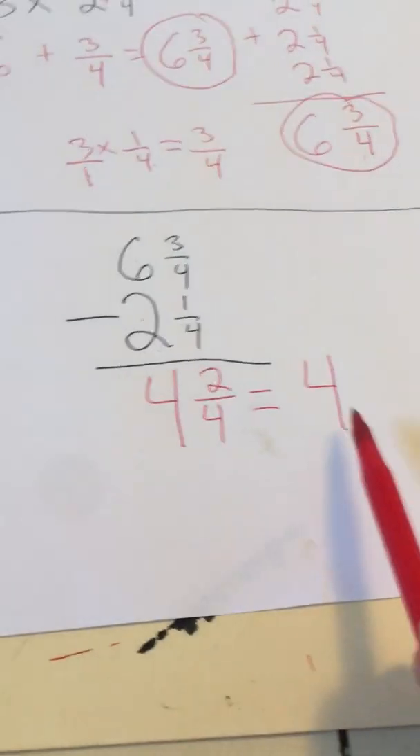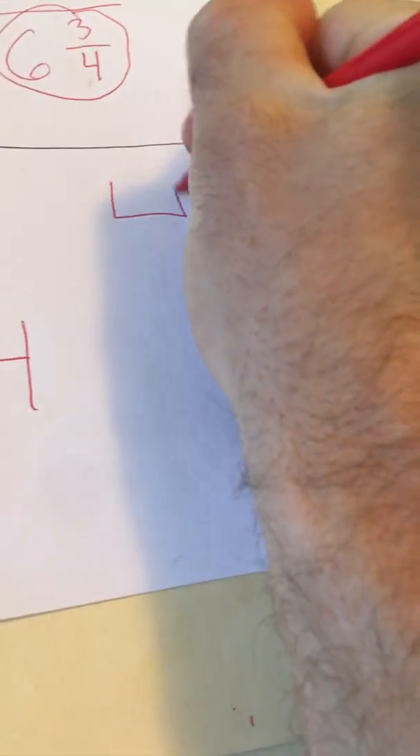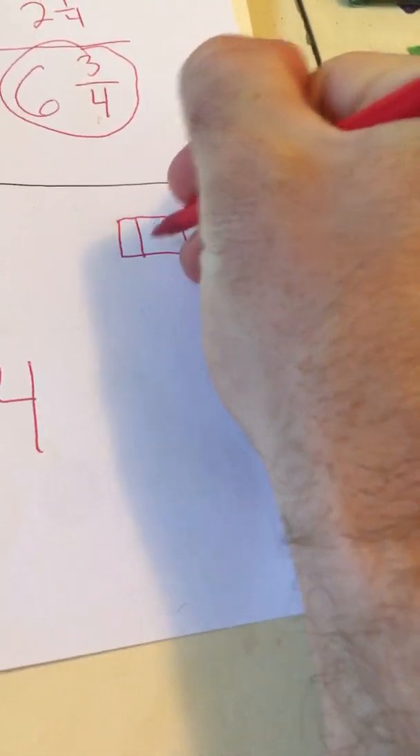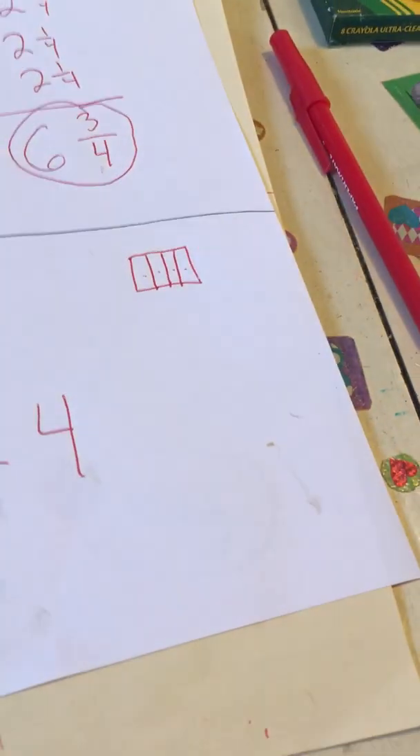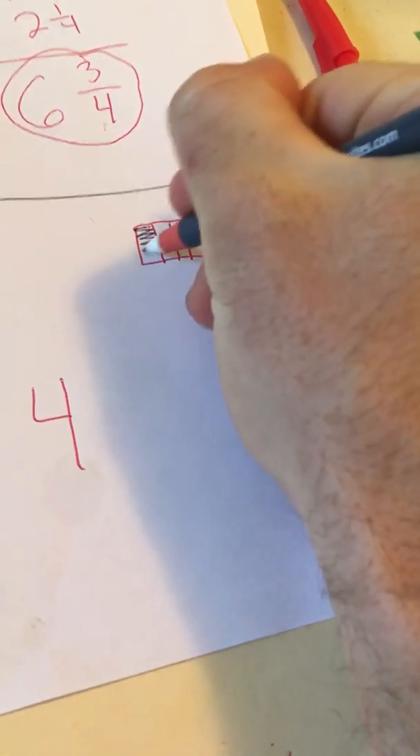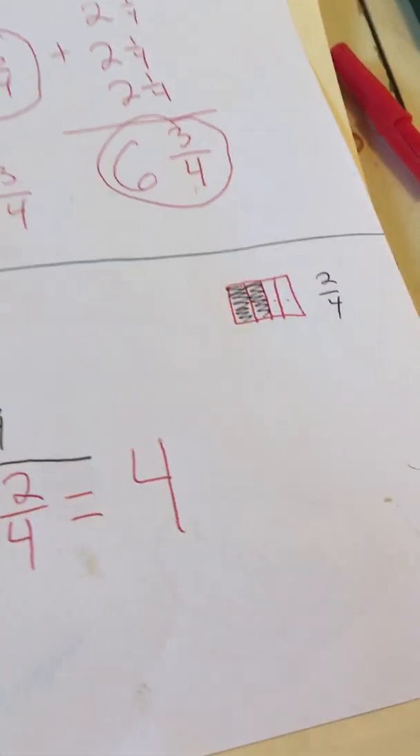It's still 4 miles, right? Still 4 whole miles. But we can take 2/4, and we can write 2/4 into the simplest form. So if we have fourths, there's 4 equal parts in this whole. 2 of those fourths would be 2 out of 4 total pieces, right?